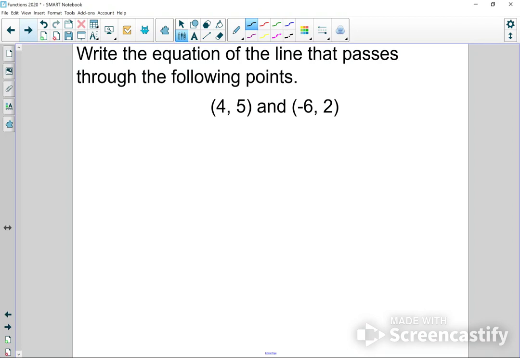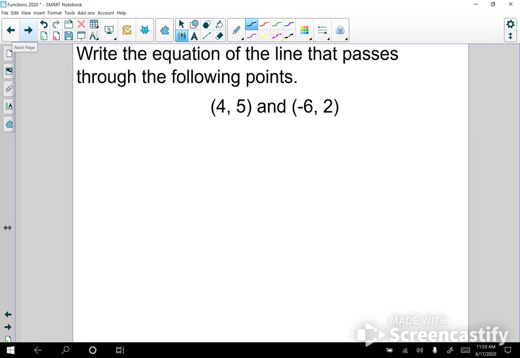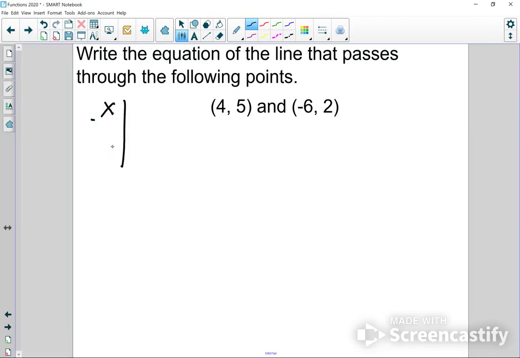This time I'm not going to give you a table, so you don't get to choose which points you want. You have to use the 2 points I give you. All right. Well, that's not so bad because can't I just turn that into a table? Can't I make 4, 5, and -6, 2, and just put them in a table like that? Makes it easy, doesn't it?